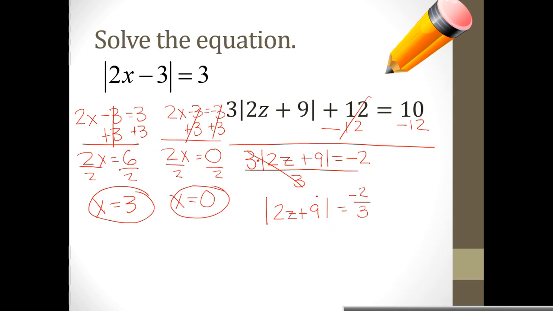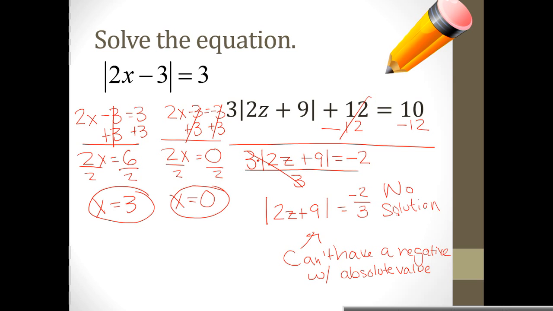So I can't have a negative with an absolute value. I cannot have a negative before I break it into my two equations. So if you ever get a negative answer, you can stop here and you can actually say no solution. So please make sure you watch out for that negative, you're going to save yourself a lot of time.